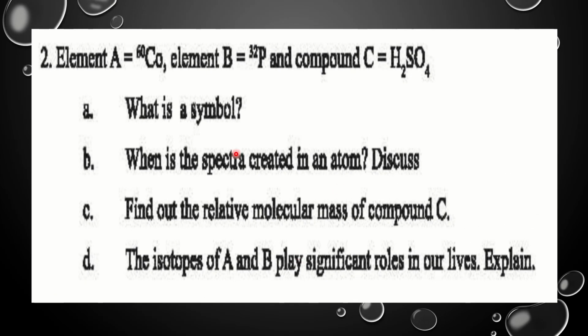Now 2 number question. Here element A, cobalt 60, mass number is 60. Element B, phosphorus 32, mass number 32. And compound C, that is H2SO4, sulfuric acid. What is the symbol? You know that the short expression of an atom is called symbol. When is the spectra created in an atom? Discuss. We learnt it from Bohr's atomic model.